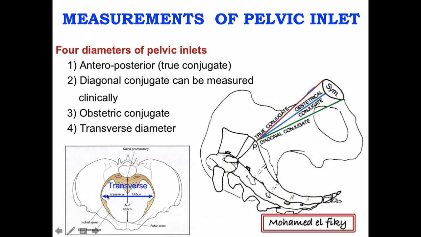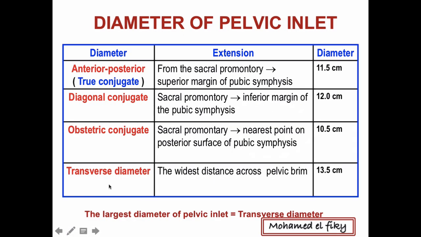Only one transverse diameter. This table summarizes the diameters and is very important for the medical student. Anteroposterior diameter, true conjugate, measurement 11.5 centimeter, diagonal conjugate lower one 12 centimeter, obstetric conjugate middle one 10.5 centimeter, transverse diameter which is the widest diameter 13.5 centimeter.